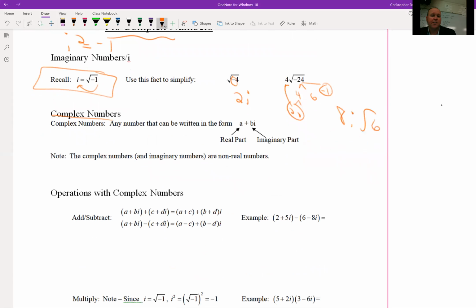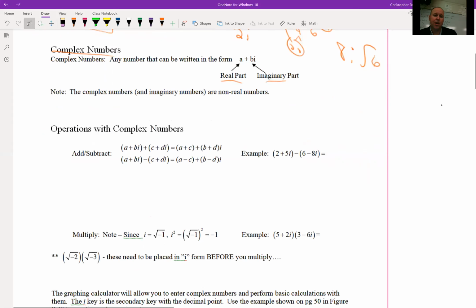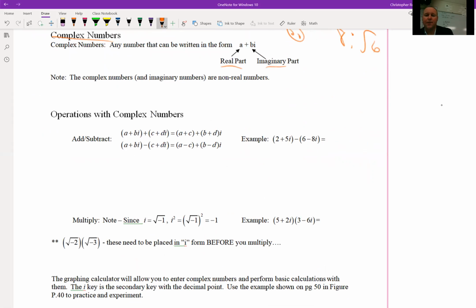It's then called a complex number if you have a real number part and an imaginary part, and we always list the real number part first. It seems a little bit backwards because we want to treat i like any other variable, except when we do this, we want to put it at the end instead of the beginning. Okay, so add and subtract, you're going to treat it just like any other like term. So I'm going to go with 2 minus 6 to get -4, 5 minus -8, so that means plus. So we're going to add and get 13i. So subtraction is usually the only problem there.